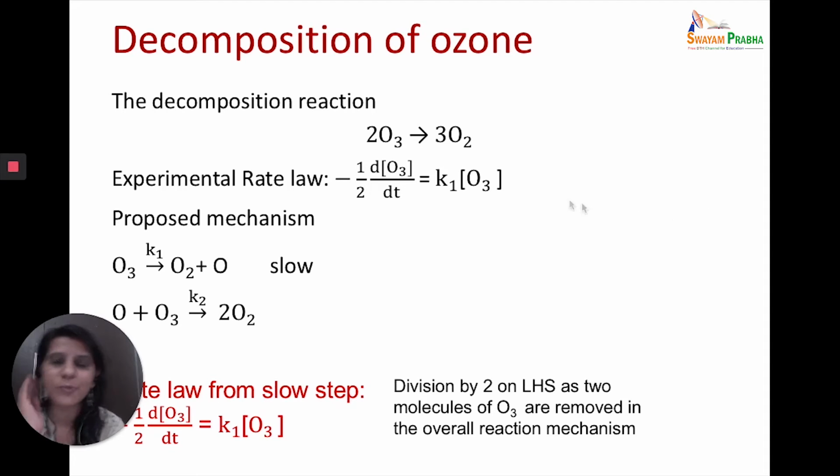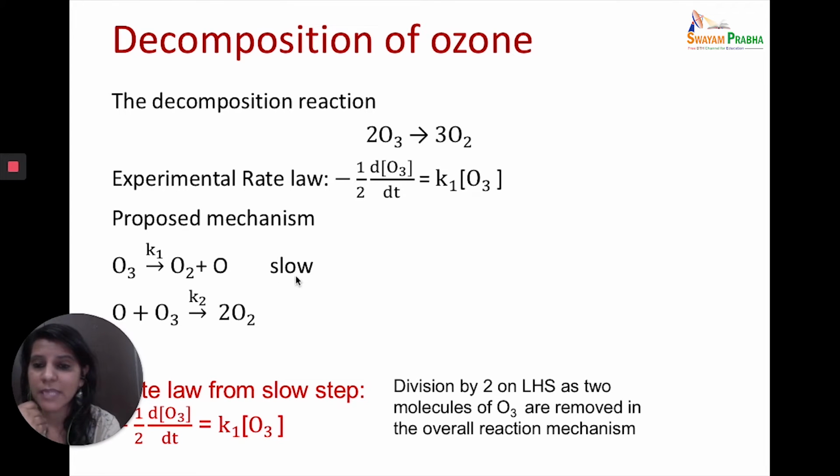This is the decomposition of ozone. We know that 2O3 decomposes to give you 3O2, and we have this experimental rate law. Minus 1 by 2 d[O3]/dt is equal to k[O3]. Now based on this reaction and this rate law, I propose a mechanism. Now suppose this is the mechanism.